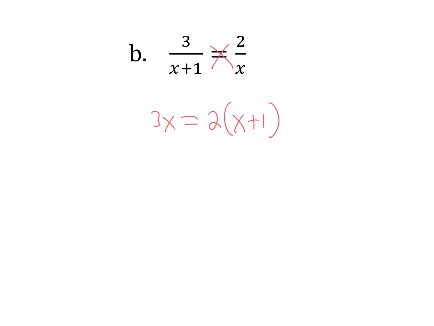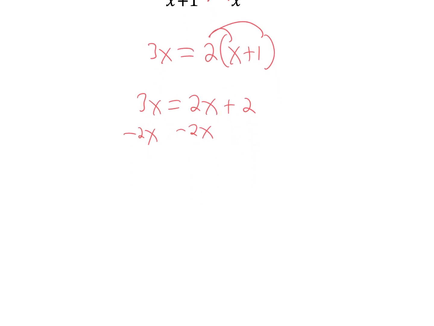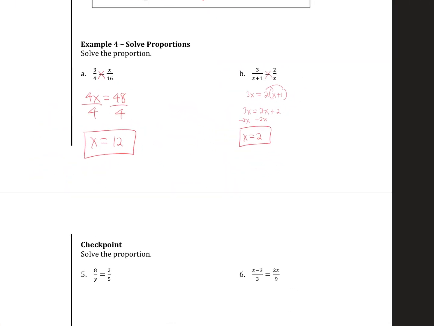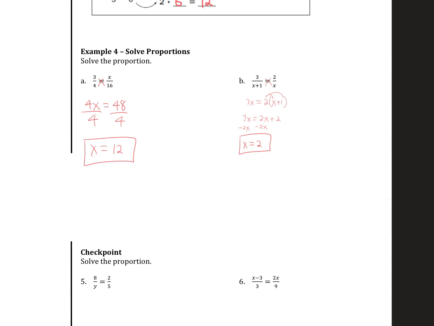So now what do we do? We're going to distribute, so 3x equals 2 times x is 2x, and 2 times 1 is 2. Now we got to get x on one side, so we're going to subtract 2x. And we get 3x minus 2x is x, so we get x equals 2. All right, I'm going to leave it zoomed out here. Why don't you guys go ahead and try the checkpoint, see how you do.